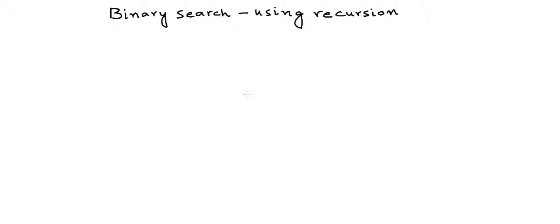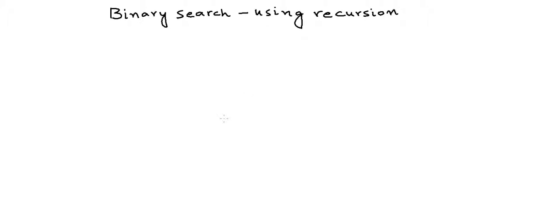In our previous lesson, we learned about binary search and we also implemented binary search, but we implemented an iterative version of binary search in which we used a loop to write our program. Now in this lesson, we will write binary search using recursion.